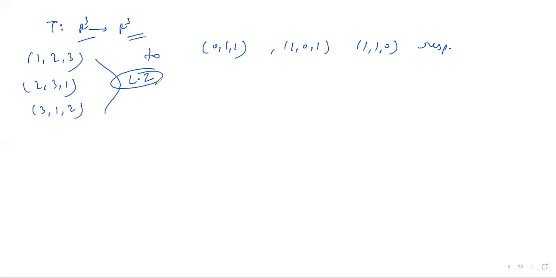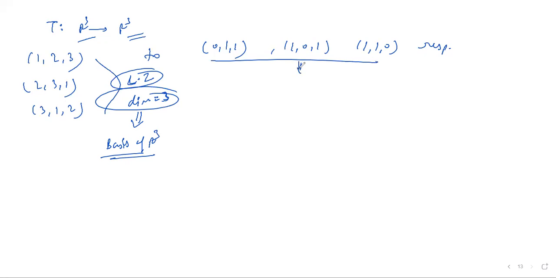Okay, so these vectors are linearly independent and they have dimension 3. So these vectors are a basis of R cubed. This is the definition of a basis: if my vectors are linearly independent and have dimension 3, then we can say these are our basis vectors. And from this we can also see that these other vectors are also linearly independent, and their dimension is also 3. So these vectors are also a basis of R cubed.